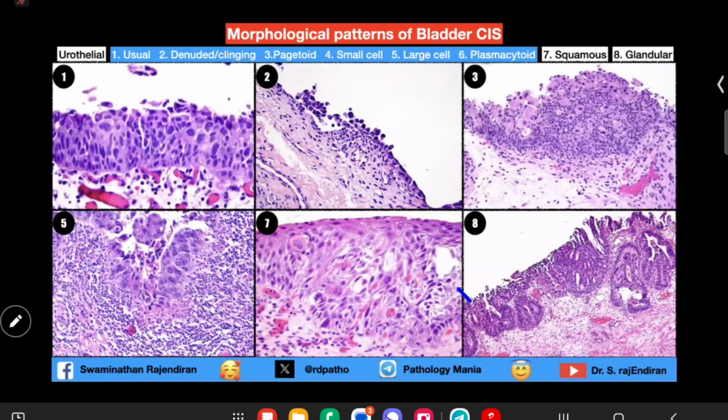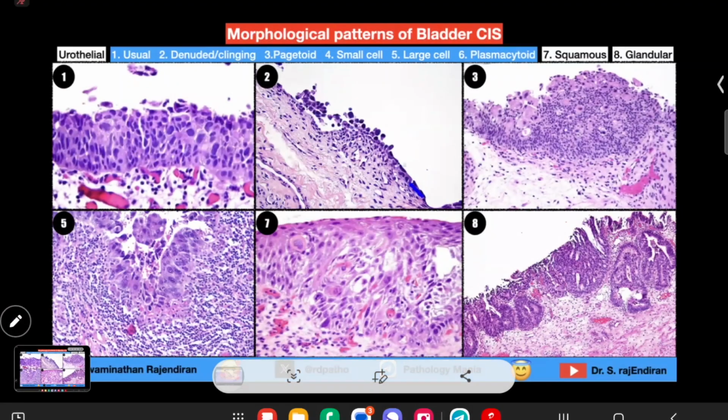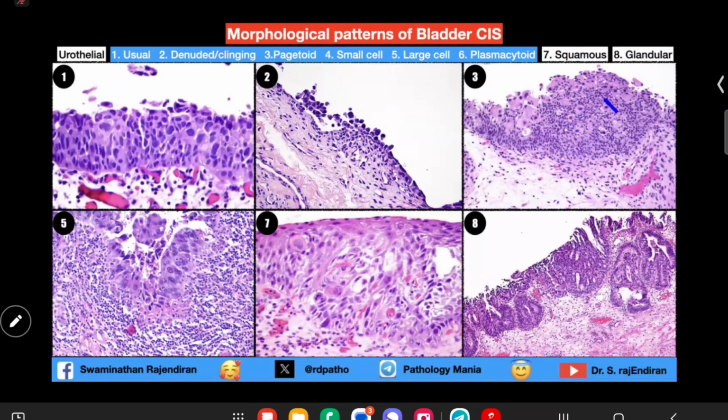And bladder carcinoma in situ, we have different types. First, we have to divide them into urothelial and non-urothelial, where it will be squamous and glandular carcinoma in situ. In the urothelial, it can be usual urothelial atypia. It will be denuded or clinging. Most of the cells will be denuded, and you can see only very few atypical cells just clinging to the submucosa. Pagetoid type, you can see carcinoma in situ present as pagetoid cells.